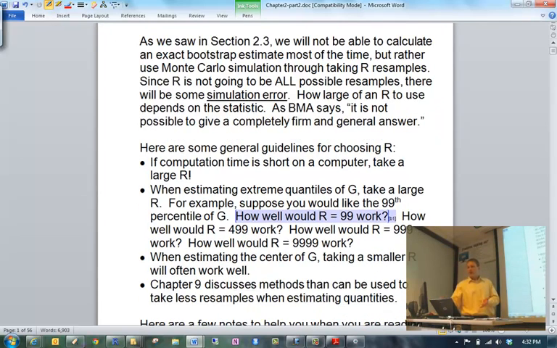So, how large an error should you take? How large of an R should you take in order to feel good about yourself, that things are going to work out as you had intended? There's not a simple answer to the question. We've looked at some examples before with respect to estimating quantiles, and we can see that as R gets to a certain point, the quantiles aren't changing a whole lot. Well, that's a good sign that you've chosen a large enough R. Just some very simple recommendations then. If computation time is short on the computer, take a large R. It's as simple as that.